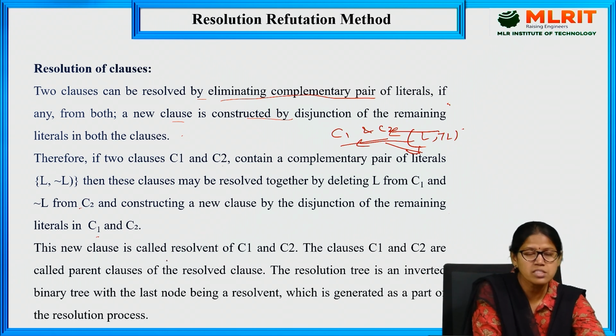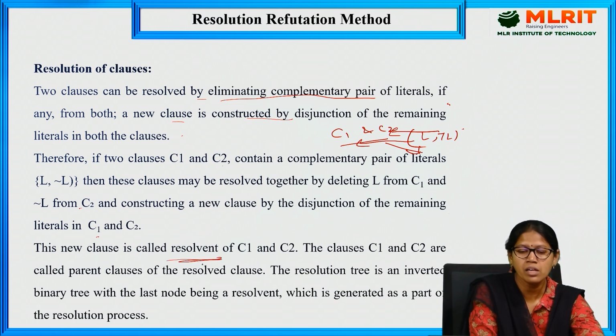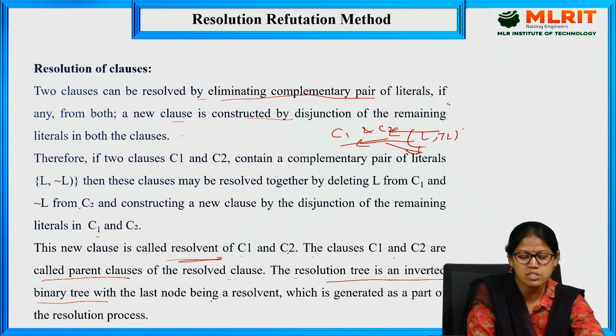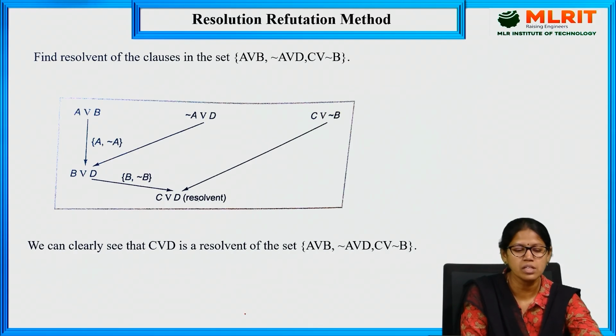This new class is called the resolvent, or logical consequence, of C1 and C2. The classes C1 and C2 are called parent classes because we have taken the resolvent from those classes only. The resolution tree is an inverted binary tree with the last node being the resolvent, which is generated as a part of the resolution process. Let's see one example.